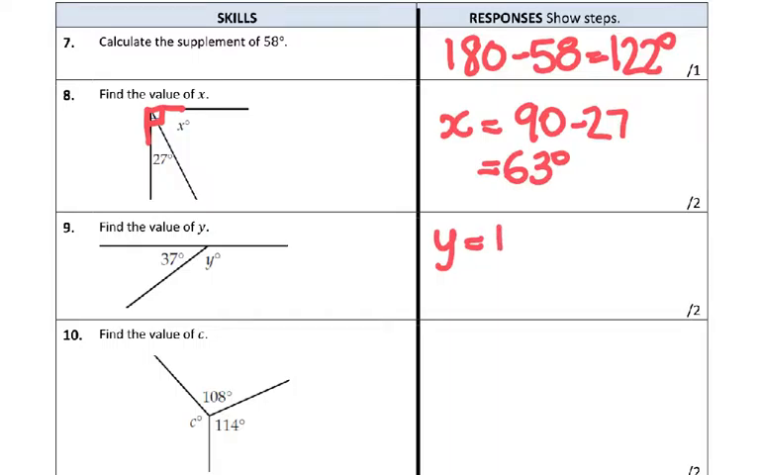y will equal 180 degrees minus 37 because of this straight angle here. So y has to equal 143 degrees.